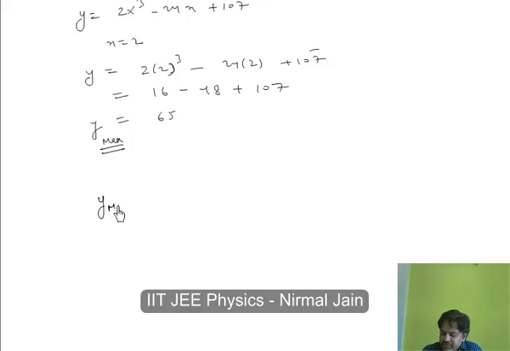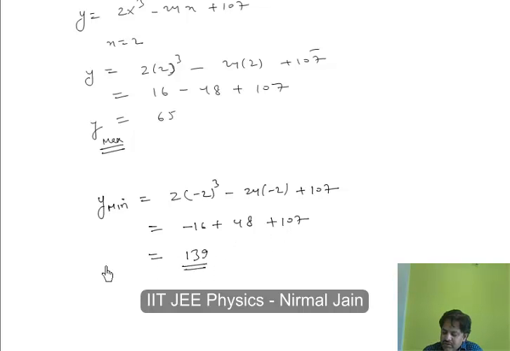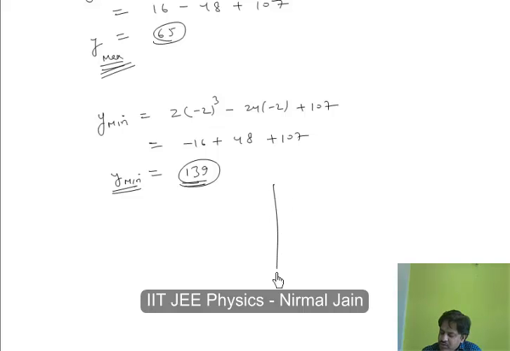And for the minimum value of y, we'll simply put x equal to minus 2: 2 into minus 2 cube minus 24 into minus 2 plus 107. That is minus 16 plus 48 plus 107, which is 139. So this is the minimum value. Now, to our surprise, the maximum value is 65 and the minimum value is 139. How is it possible?